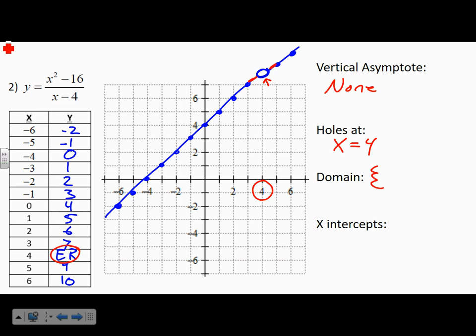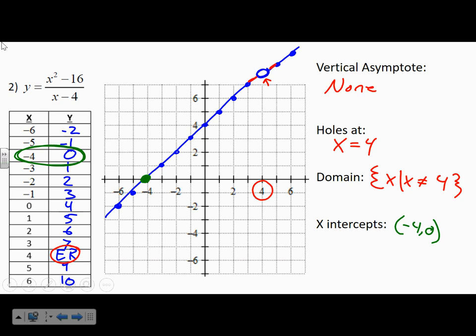So your domain, again, the same thing. We have a brace, bar, x does not equal to. There's no asymptote, so it's just that hole at 4. And the x-intercepts for this one, again, you can either look at your graph to see where that crosses the x-axis, or look at your table wherever you get a 0 for your y-intercept. So for my y-intercept, it is -4, 0 is where that's located.